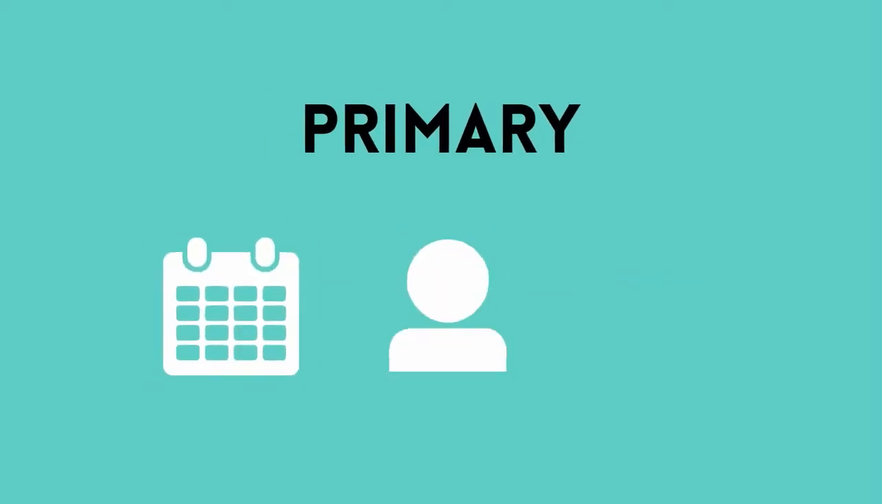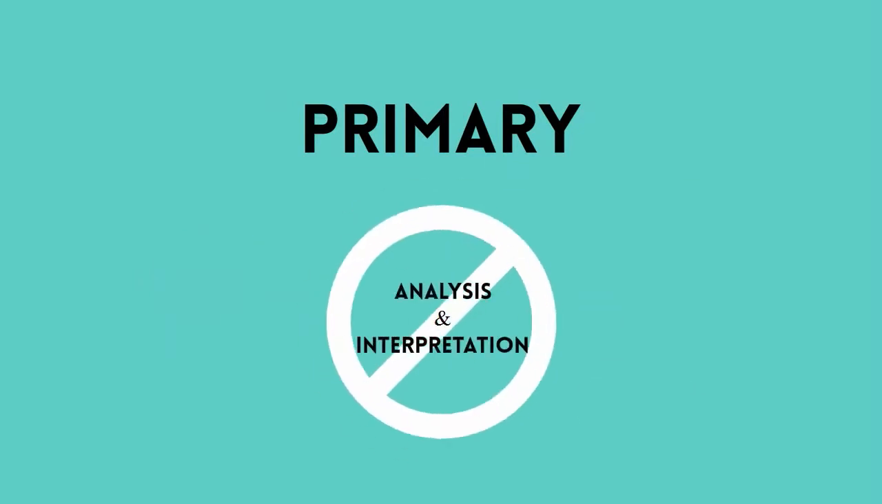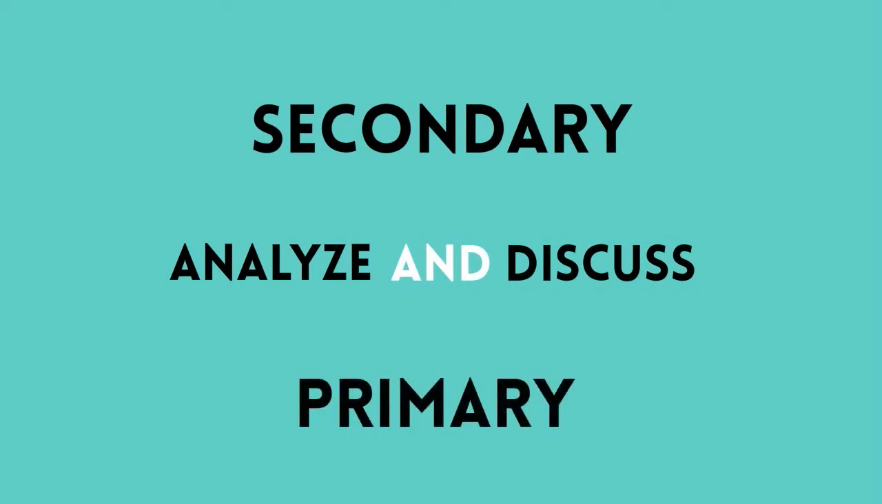Primary sources give you first-hand knowledge of an event, a person, or original research. A primary source hasn't been analyzed or interpreted by others. Secondary sources, on the other hand, analyze and discuss primary sources.